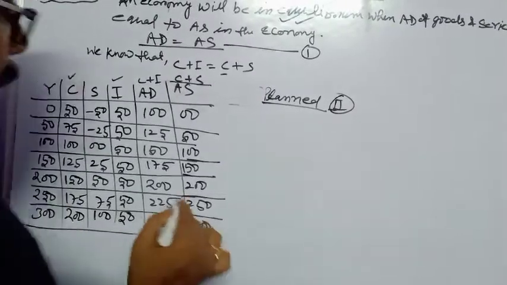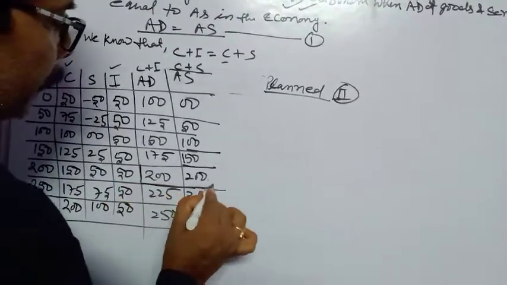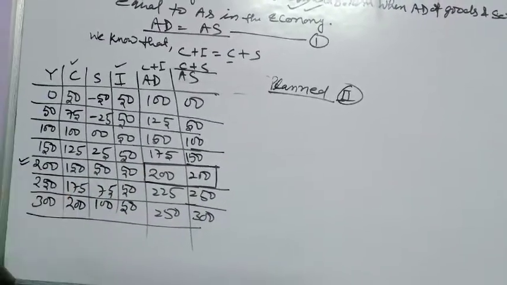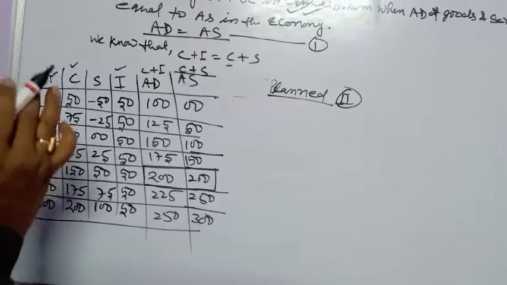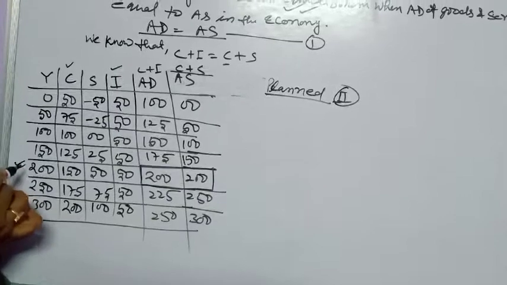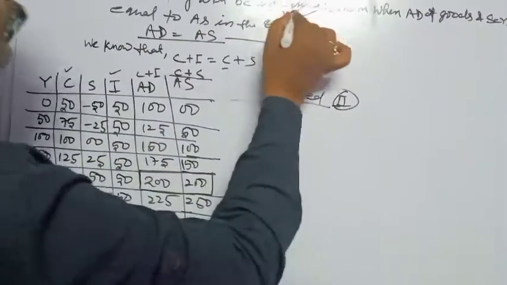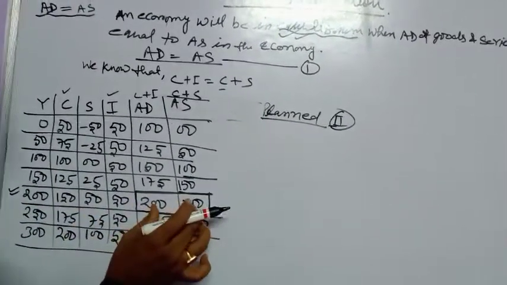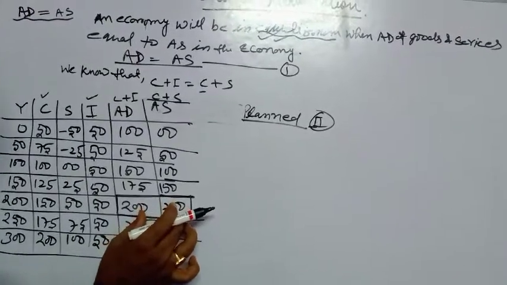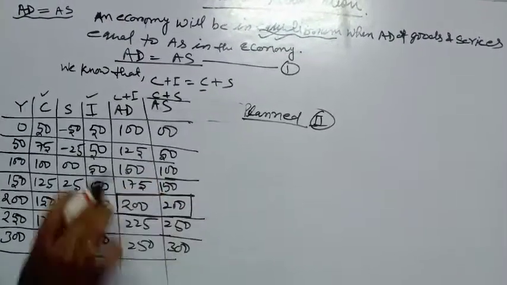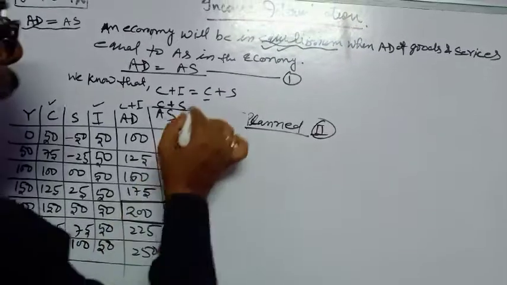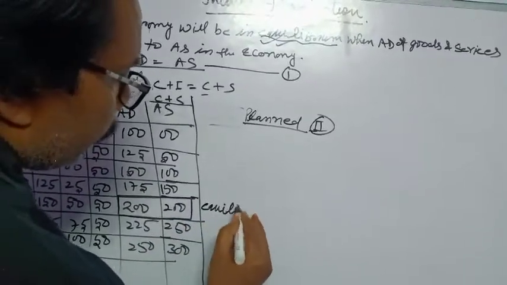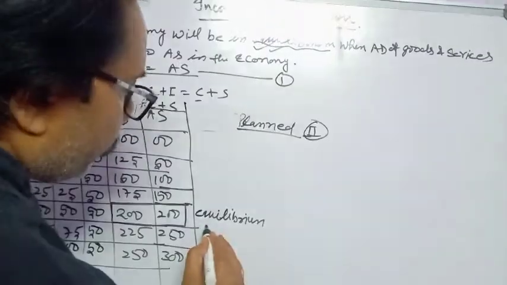So what do you find? We find that AD is equal to AS when the income becomes 200. So in this way, with the help of this schedule, we can say the economy will be in equilibrium. This is the most important. The economy will be in equilibrium when income generated in the economy is 200 crores, 200 lakhs and so on. It totally depends on what unit you take. This is known as the equilibrium point.